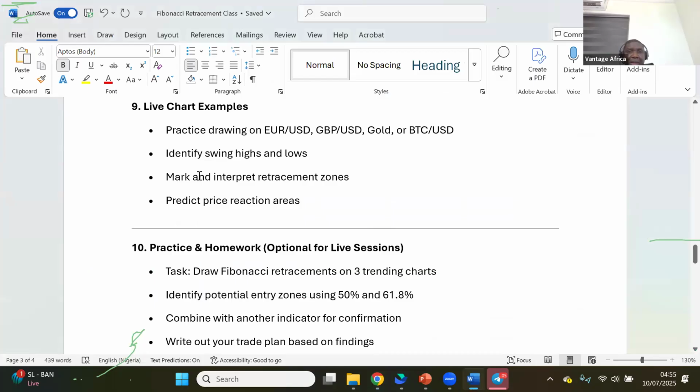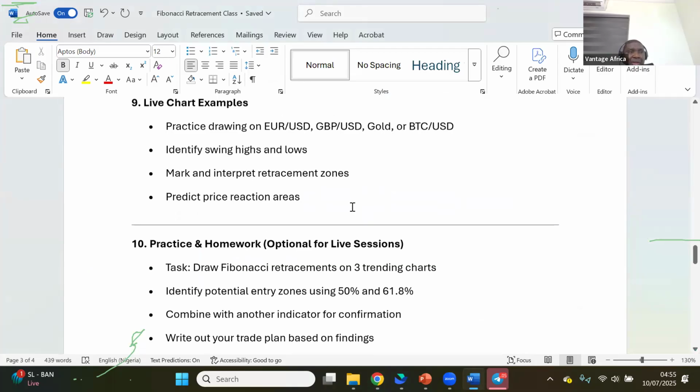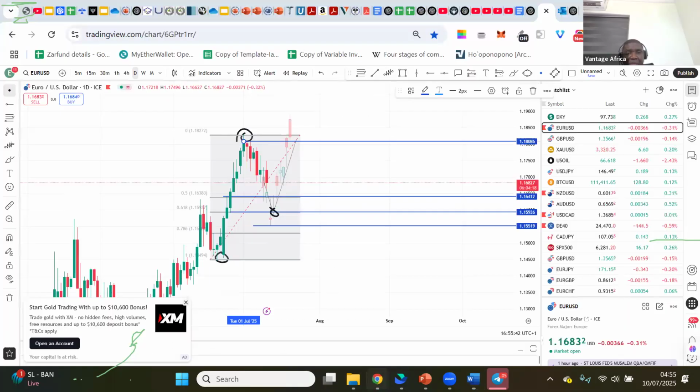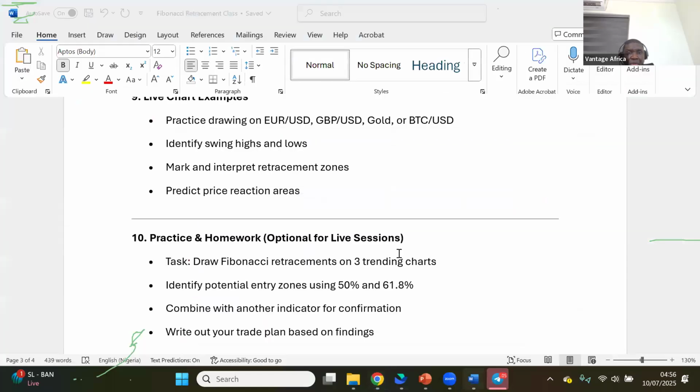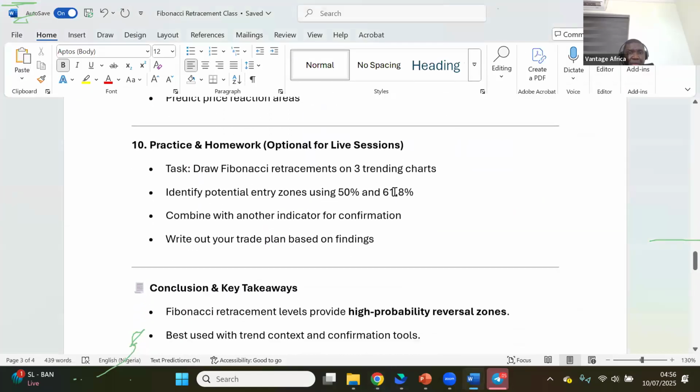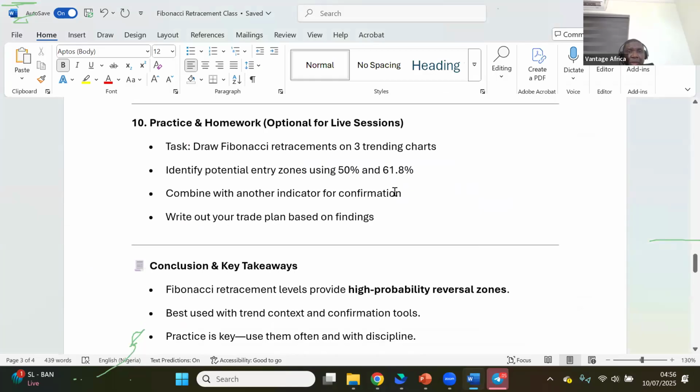So mark and interpret retracement zones, predict price reaction areas. Where is price going to react? This is what I'm doing right now. This is what I'm marking, and I'm predicting that price is going to get to the 61.8 and then reverse. That's what you need to go and do on your chart. Take a chart and do this on your chart, right? So draw Fibonacci on 3 trending charts. Identify your 50 and 61.8 levels. Combine with other indicators for confirmation.